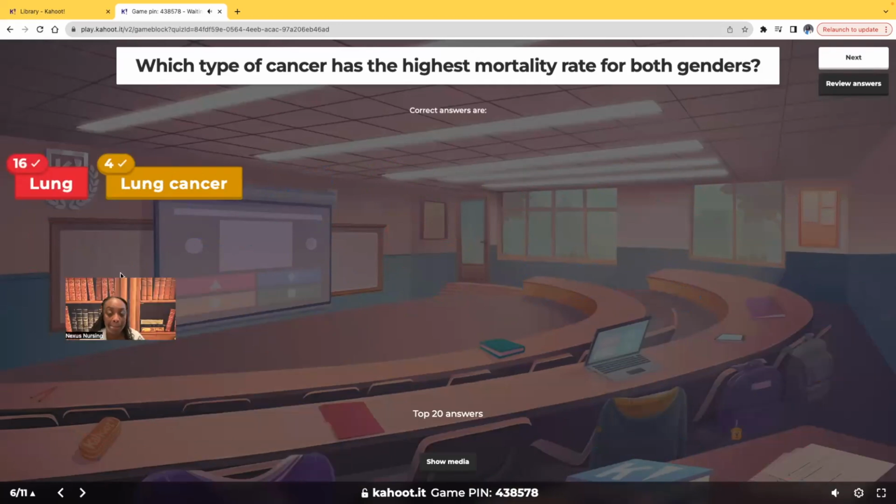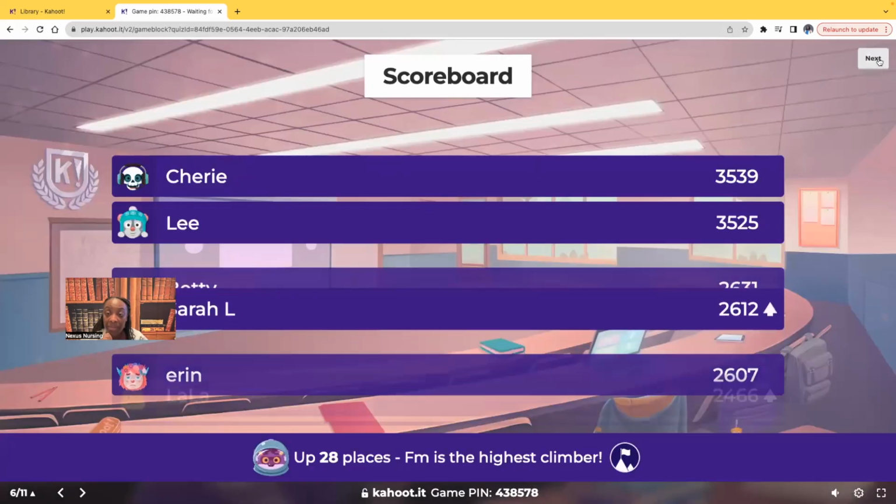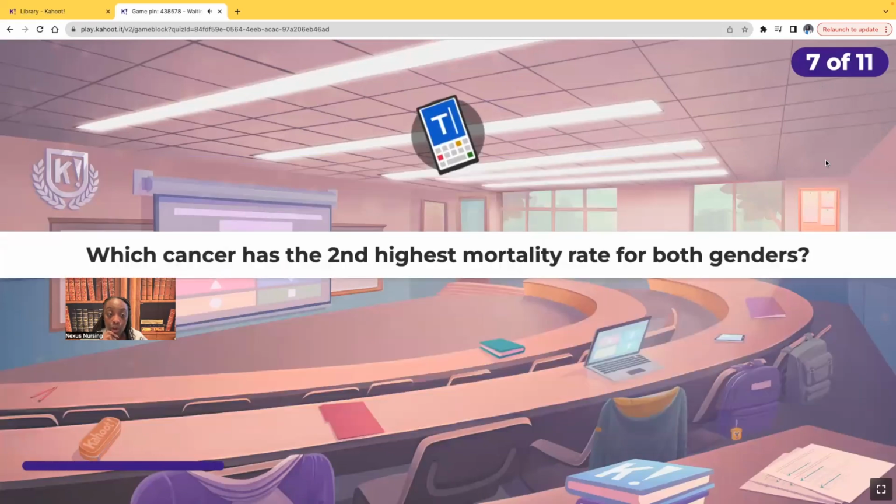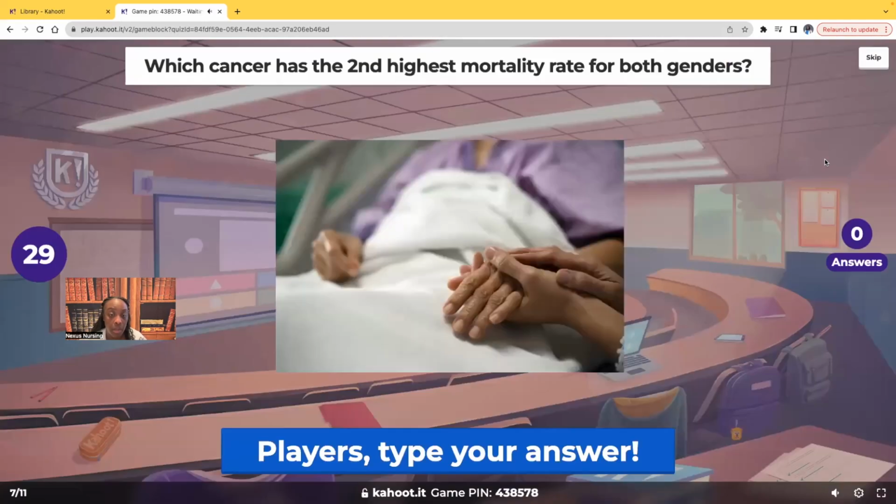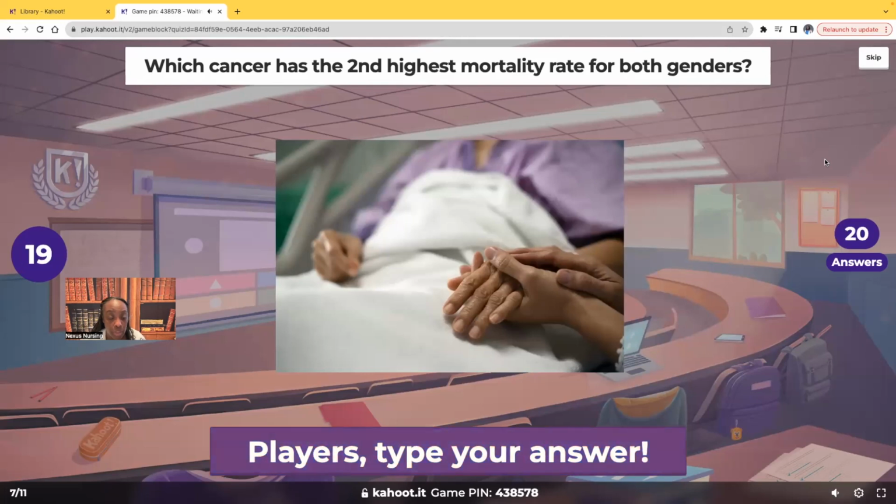Lung cancer. That is the number one cancer that causes the highest mortality for both genders in the geriatric community. I saw a lot of the number 2 cancer. So let's talk about that. Type in your answer. Which cancer has the second highest mortality rate for both genders? You guys have to know this for boards. Make sure you know it. Which cancer has the second highest mortality rate for both genders? We know lung cancer was number 1. What's number 2?